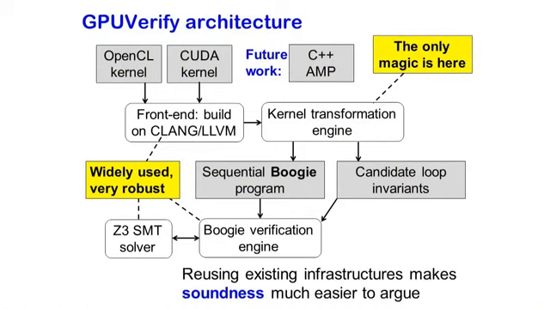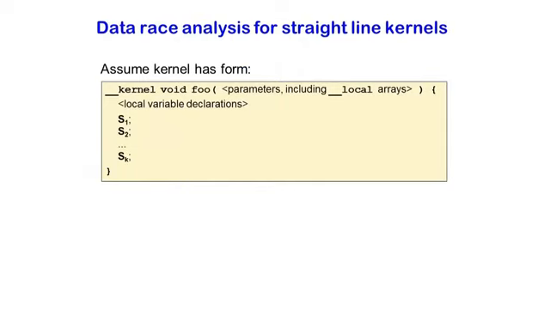What I'm going to do now is go into the details of how GPUVerify works, reusing this infrastructure. I'm going to show you how this transformation into a two-threaded program is actually performed. And in the rest of this lecture, I'm going to focus on a kernel that doesn't have any conditionals or loops. This is just to make the explanation simple, and then in the final lecture, I will show you how conditionals and loops are handled.